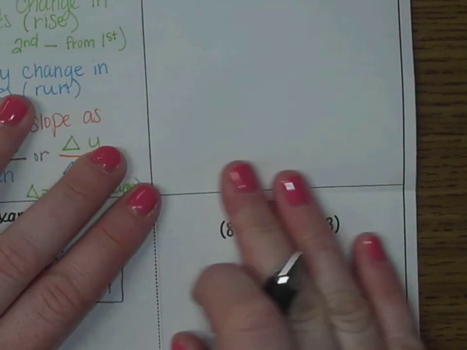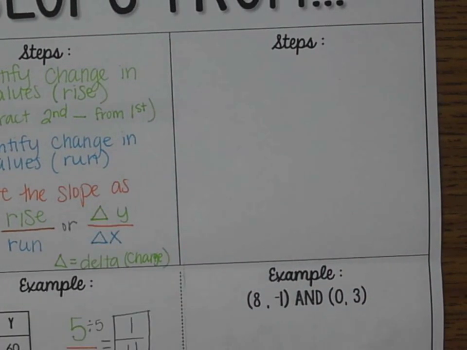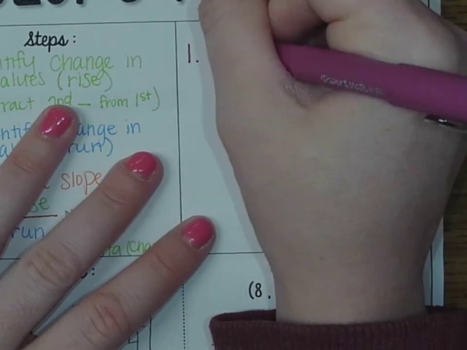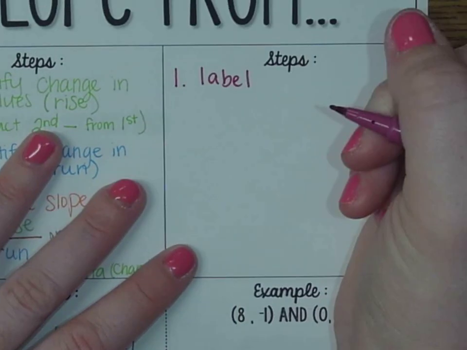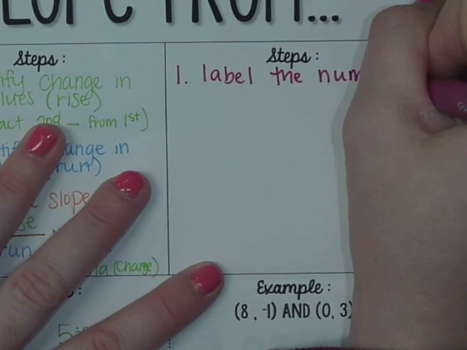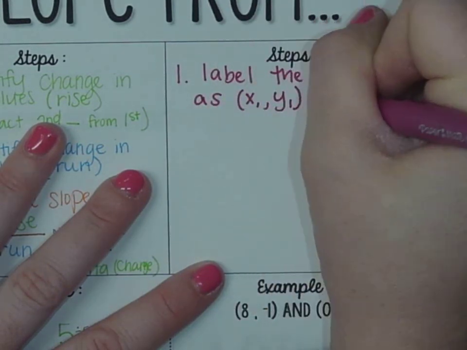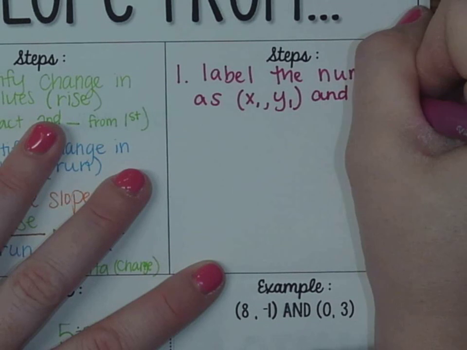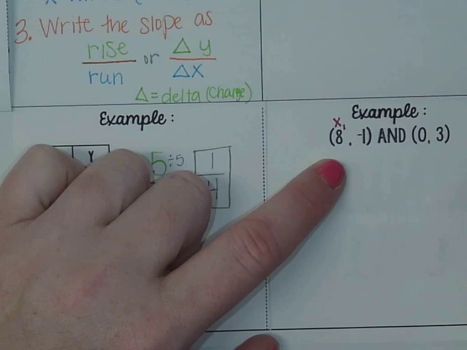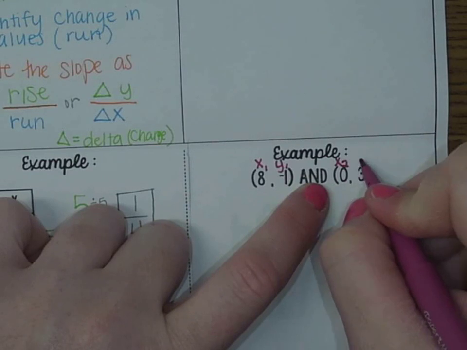Okay, now the last one. First step I want you to do is label the numbers as x1, y1, and x2, y2. So this is our first x, so we're going to call it x1, y1, x2, y2.